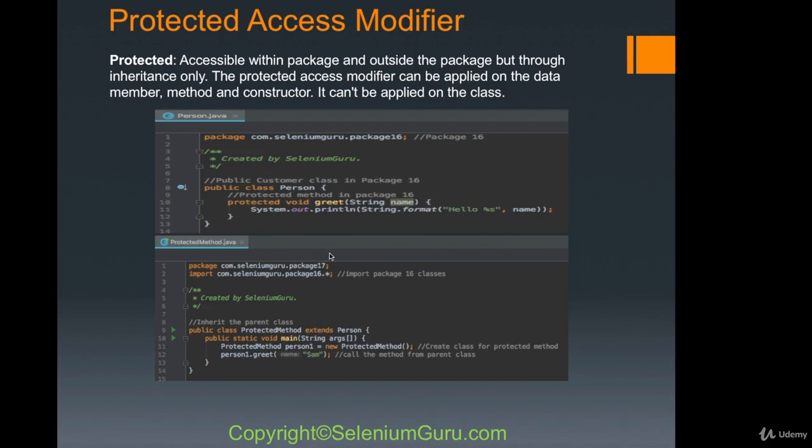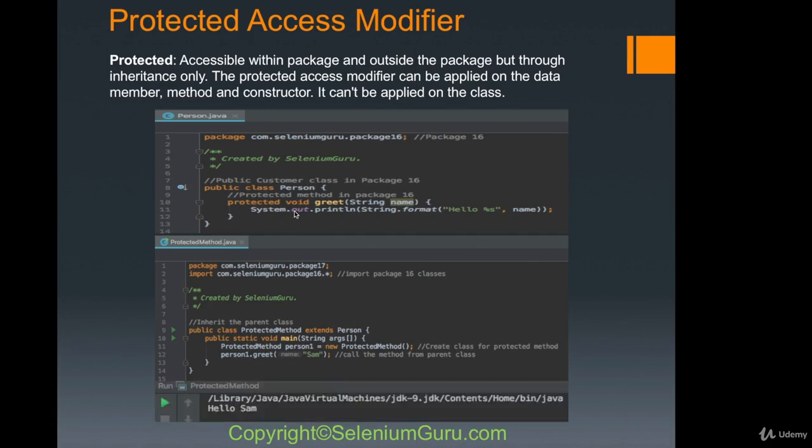Only because I was able to use inheritance. So I did use inheritance. I'm using extends person, so I'm inheriting this person, the parent class. Once I do that and I create an object of this class, I'm able to call this method because it has protected. If you have a protected method and you're inheriting that class, you'll be able to call that protected method.